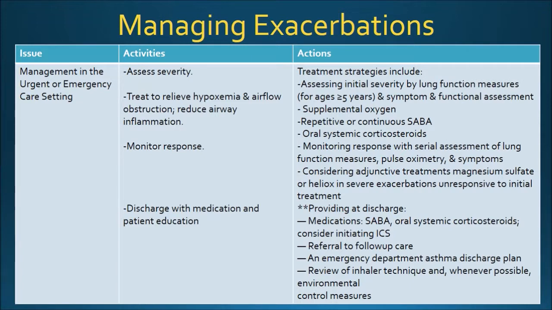Management in the urgent or emergency care setting will include assessing severity and treatment to relieve the hypoxemia and airflow obstruction and reduce the airway inflammation. The treatment strategies will include assessing initial severity by function measures for ages 5 and over, and symptom and functional assessment. We're going to give them supplemental oxygen, repetitive or continuous short-acting beta agonist. We're going to give them oral systemic corticosteroids.